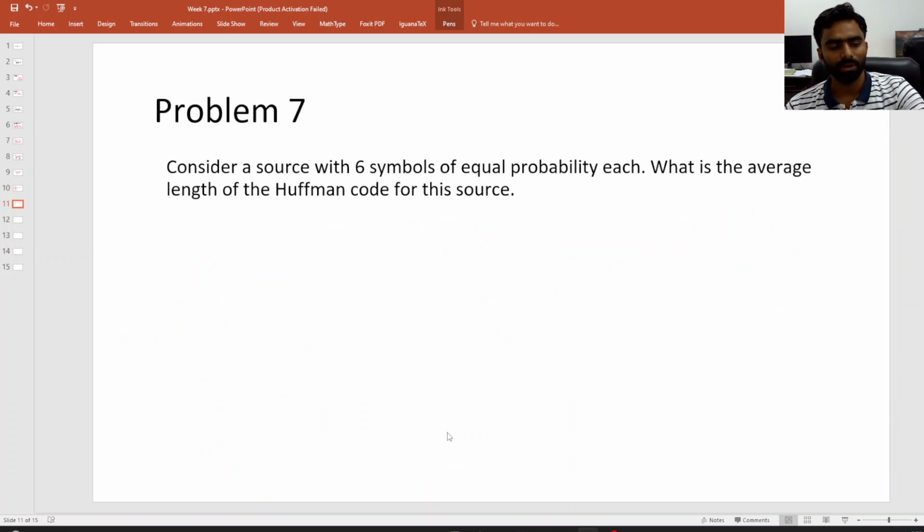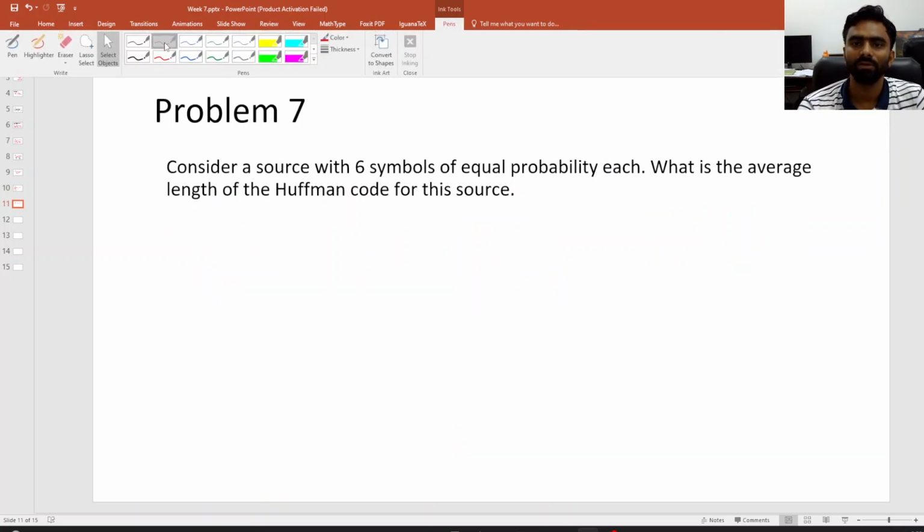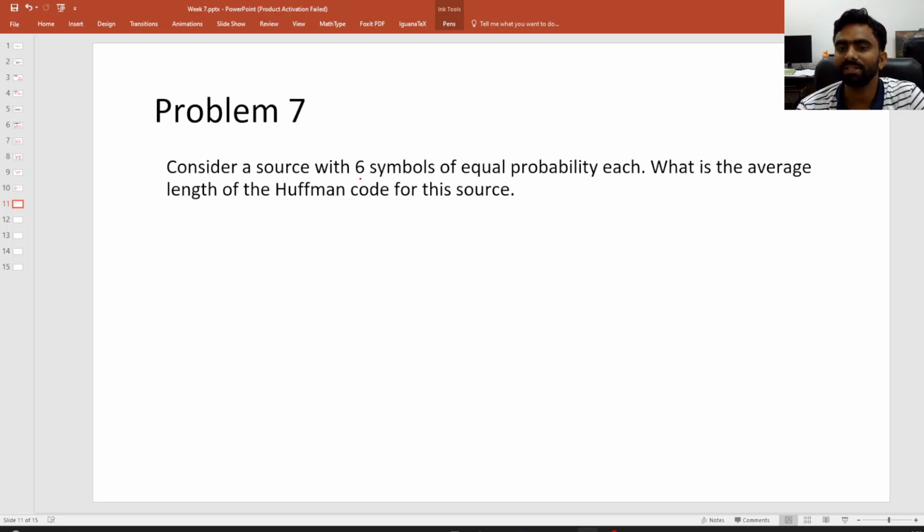Now the last problem, I will give you only the hint. You have to solve by yourself. Consider a source with 6 symbols of equal probability each. What is the length of the Huffman code for this source? I've already taken 2 examples on the Huffman code, so you can solve this by yourself. I have just given the hint and answer.